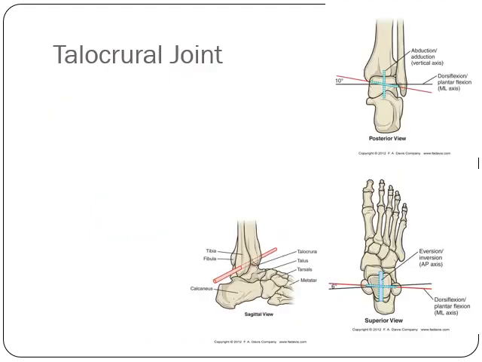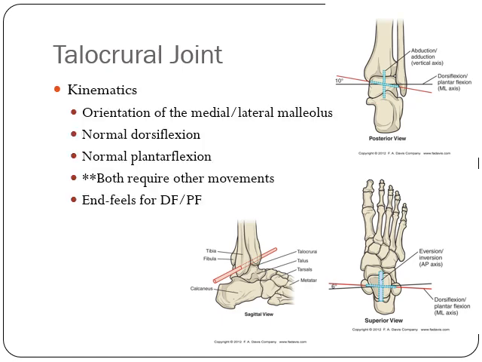So still looking at the talocrural joint, and again, you're looking at these pictures, you can kind of see, when we're discussing the kinematics, the orientation of the medial and lateral malleolus. These are important details to know and understand so that you can see why the ankle moves the way it does. While we are going to discuss these motions occurring in the planes, they're not as classic as you would get with a lot of the other motions, and that's just because of the orientation of the malleoli.